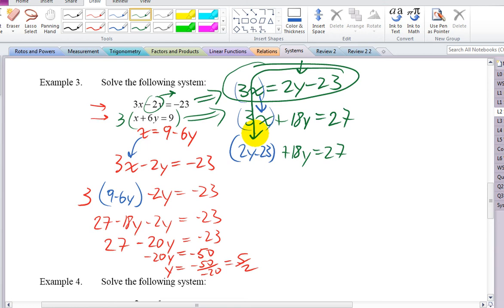How do you know you multiply by 3 and not any other number? Well, why would I multiply by any number other than 3? Where did you get 3 from? Oh, because I saw, hey, if I multiply this by 3, I would have 3x and they'd be the same. Or I can multiply this one by 2 and this one by 6. What would be my x's then?